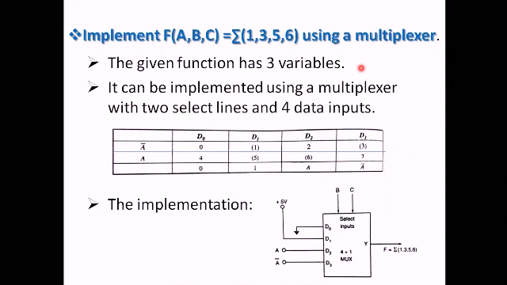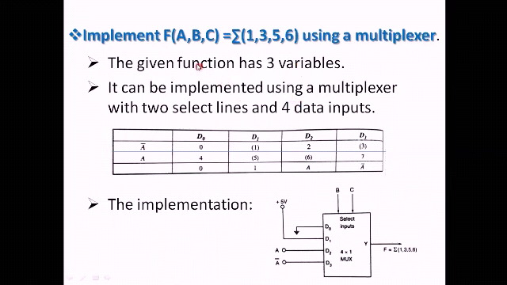Now we have to implement the function of a, b, c, that is F(a, b, c) is equal to summation of min terms 1, 3, 5 and 6 using a multiplexer. Now, in the previous lecture we had seen that there were 4 variables. Now here there are 3 variables. Now this given function has 3 variables. Hence, it can be implemented using a multiplexer having 2 select lines.